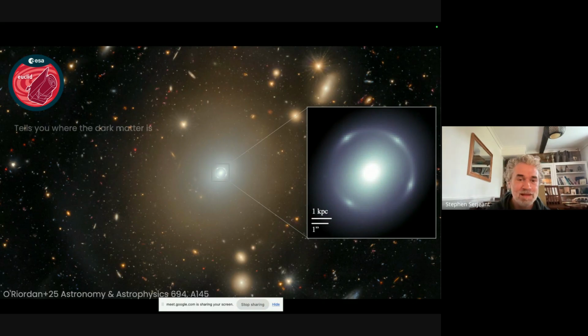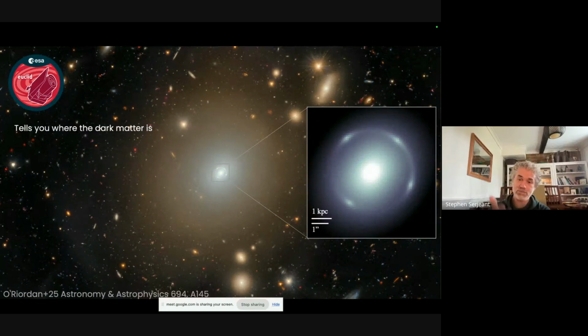Now, most of the matter in the universe, for reasons I won't get into, but we know that most of the matter in the universe is not visible matter. It's not baryonic matter. It is, in fact, dark matter, which is collisionless stuff, and we know extremely little about it at the moment. But we can tell where it is from the gravitational effect that it has.